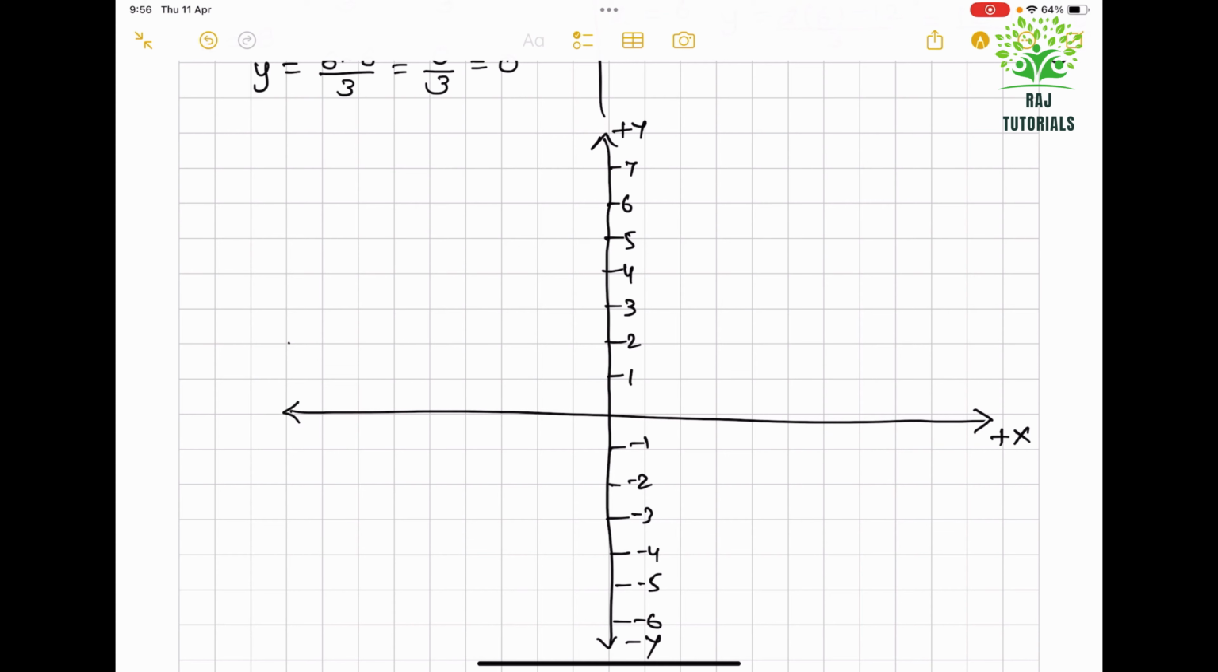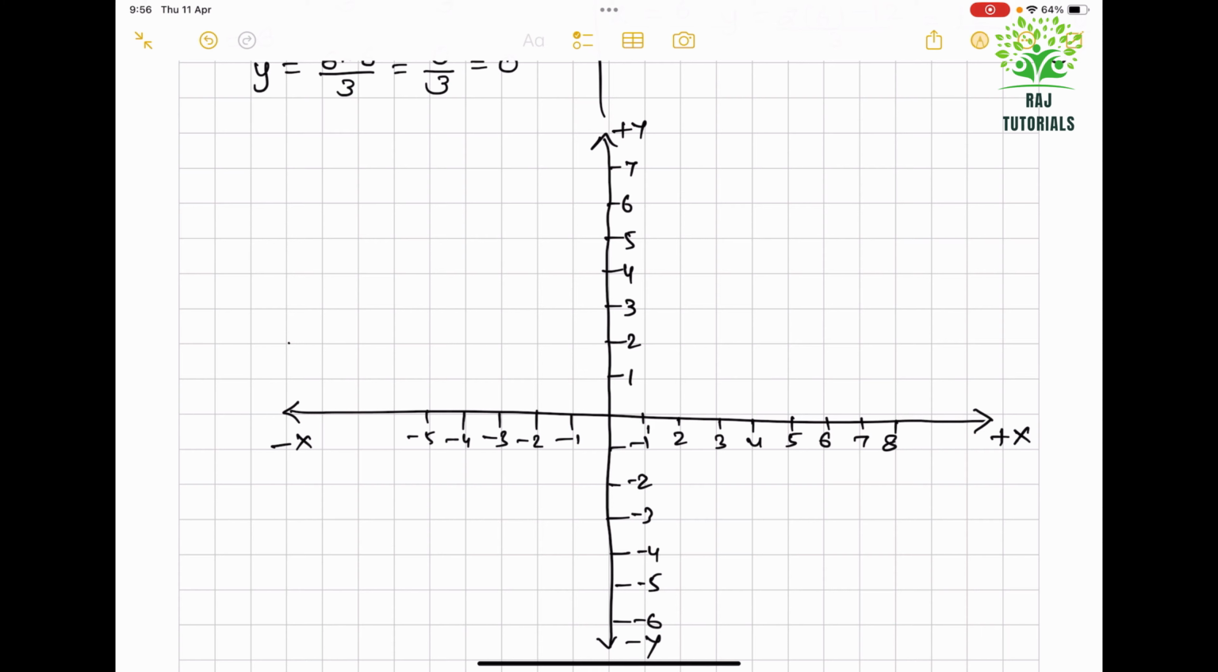And this will be my negative x-axis. So here minus 1, minus 2, minus 3, minus 4, minus 5. And on this side 1, 2, 3, 4, 5, 6, 7, 8.